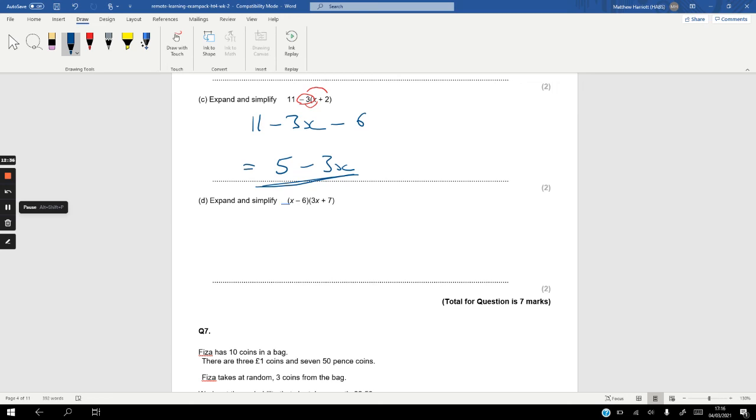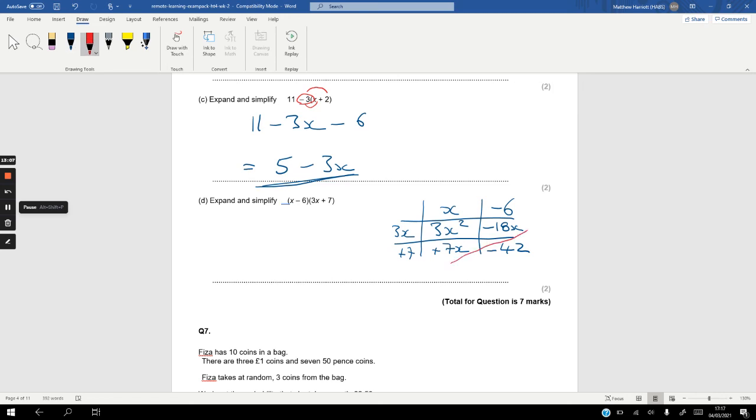Now I need to expand and simplify here. I've got 2 brackets here. So when I've got 2 brackets, I'm going to do my grid every single time. x minus 6 is my first bracket. 3x plus 7 is my second. 3x times by x is 3x squared. 3x times minus 6 is minus 18x. 7 times by x is plus 7x. 7 times by minus 6 is -42.